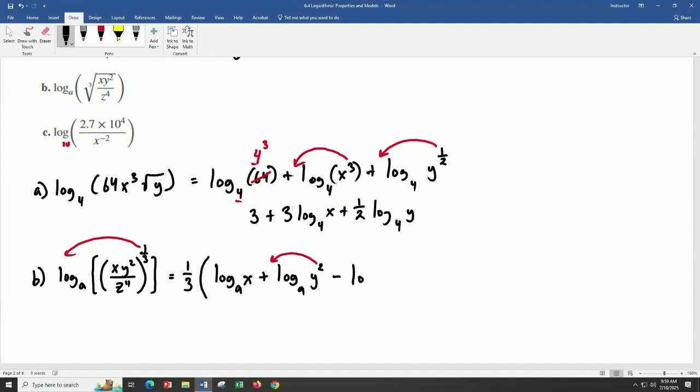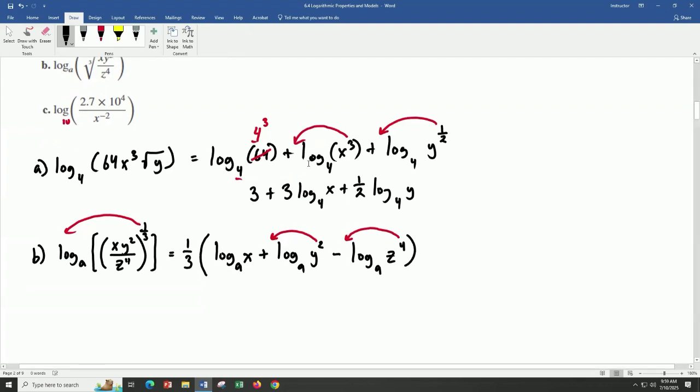Once again, I have my log base A, I have z to the 4th, and once again, I know that that exponent will get moved out front. And let's go ahead and close all this off. And let's do our final rewrite. Scroll down here just a little bit.